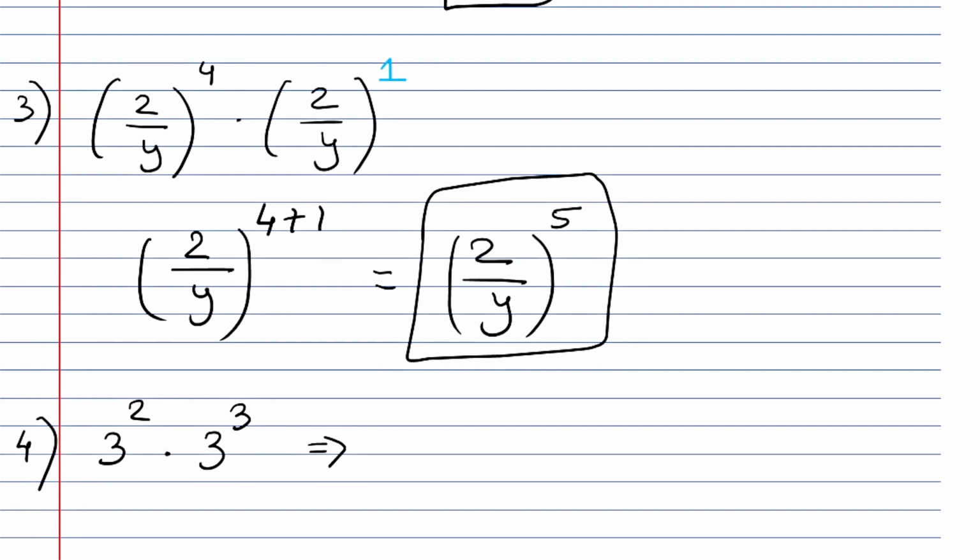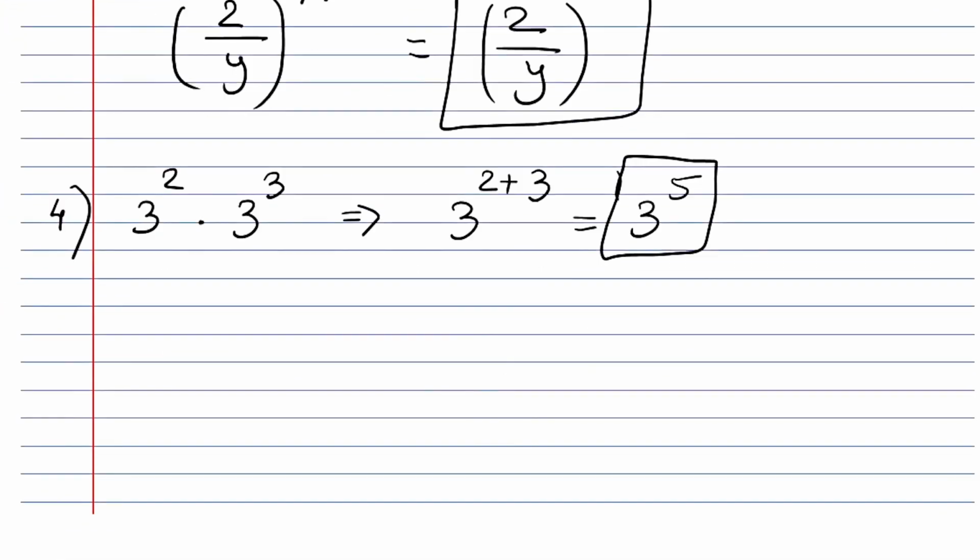So to simplify this equation, we are going to see if both terms have the same base. In this case, yes, we have the same base, so we just have to add our exponents. We're going to put 3 as it is. We're not going to multiply, but we're going to add both the exponents. So it's going to be 3 raised to 5. And that's how you solve the equation.